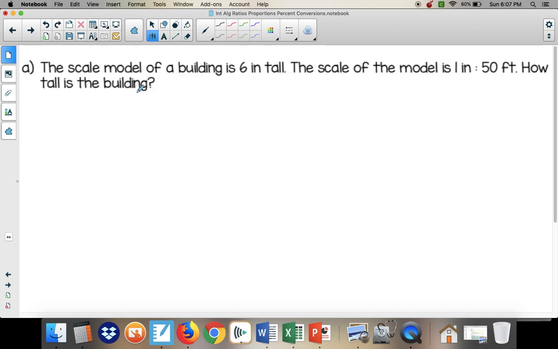So let's try it again. Scale model of a building is 6 inches tall. All right, so here's a building, 6 inches tall. The scale of the model is 1 inch to 50 feet. How tall is the building?